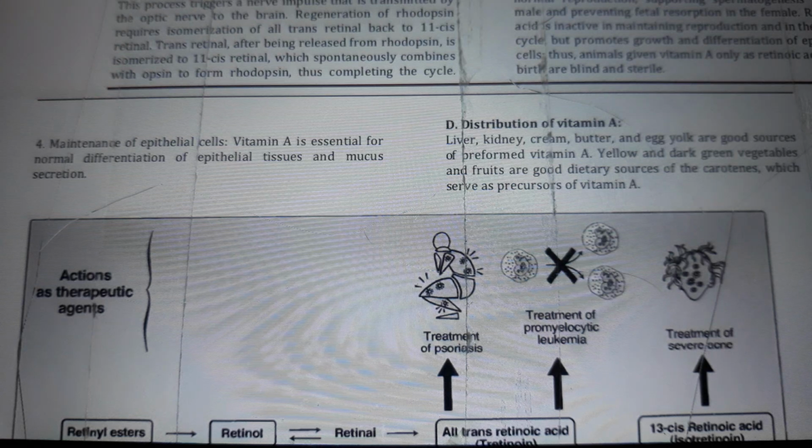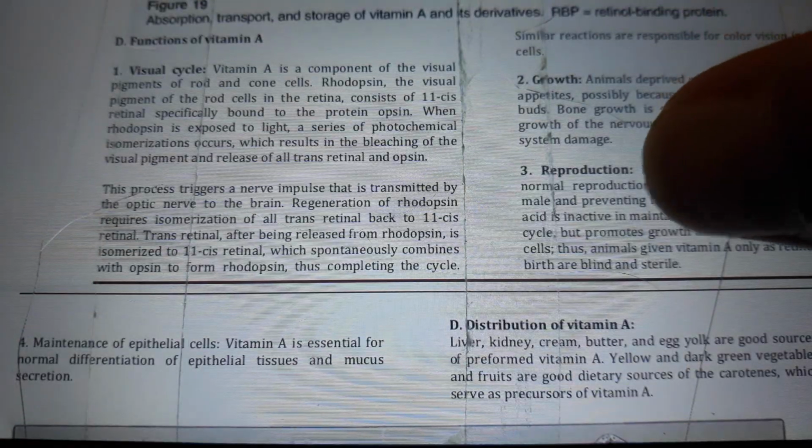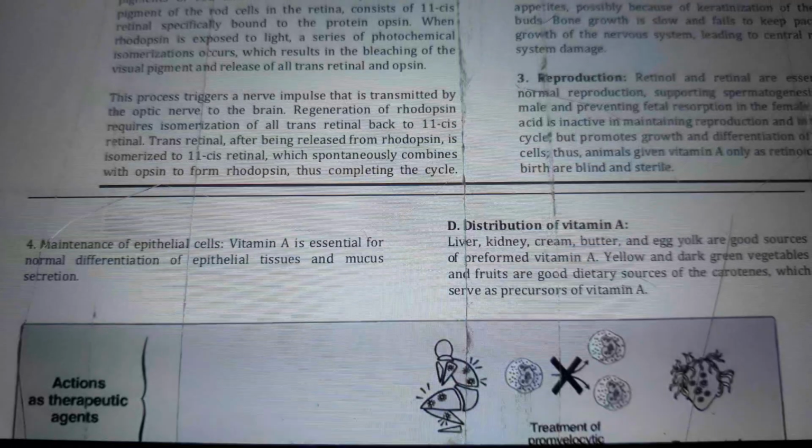Regeneration of rhodopsin requires isomerization of all-trans-retinal back to 11-cis-retinal. All-trans-retinal, after being released from rhodopsin, is isomerized to 11-cis-retinol, which spontaneously combines with opsin to form rhodopsin, thus completing the cycle. Similar reactions are responsible for color vision in the cone cells. Growth.